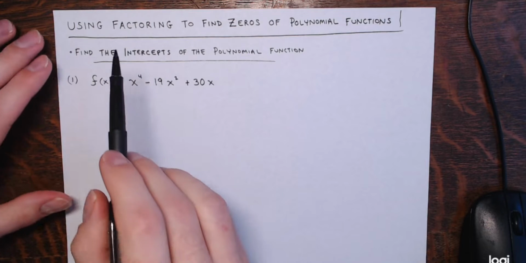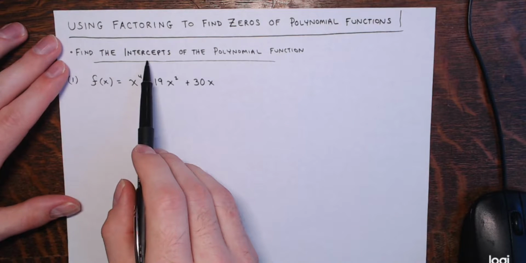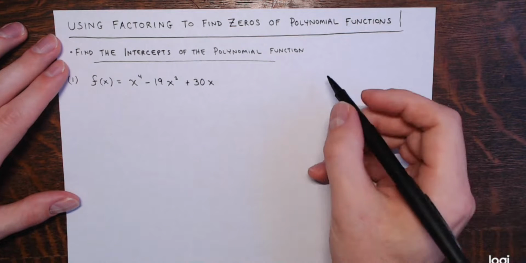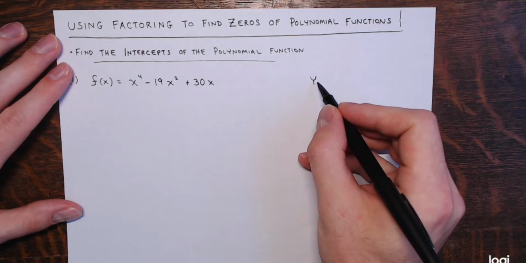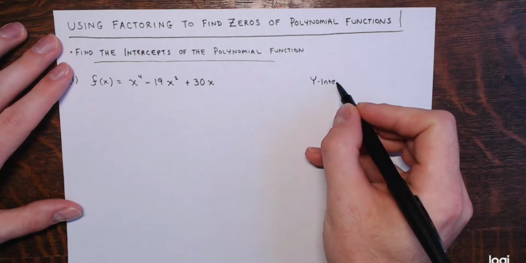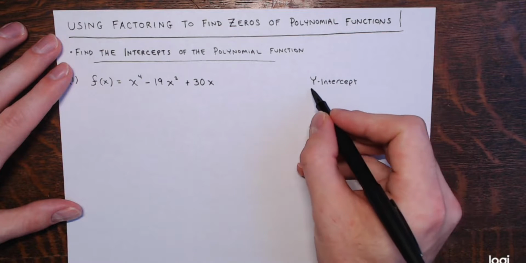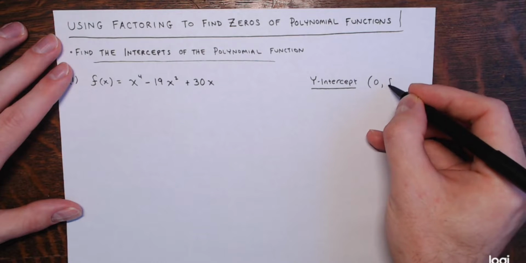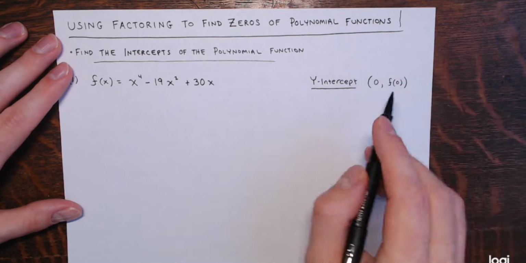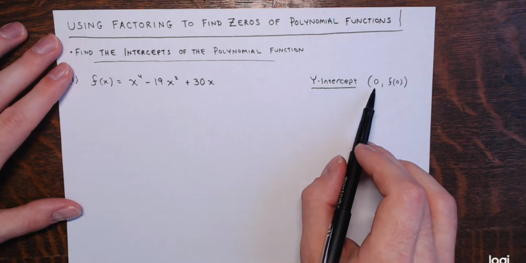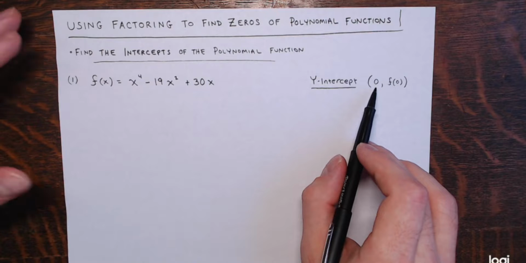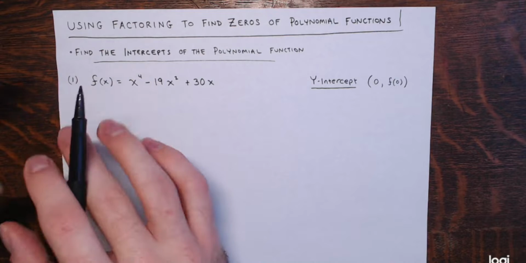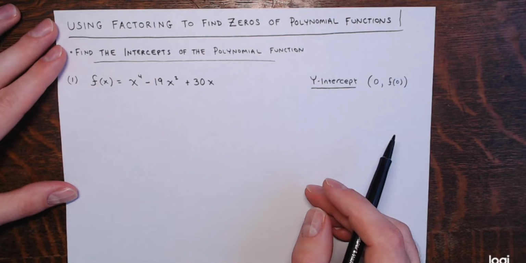And in each of these we're asked to find the intercepts of the polynomial function. Now, remember, the y-intercept for a function is very simple to find. That's 0, comma, and then whatever f of 0 is. It's going to be on the y-axis, so the x-coordinate is 0. So I input 0 to find the y-intercept. It doesn't matter what the output is when the input is 0.